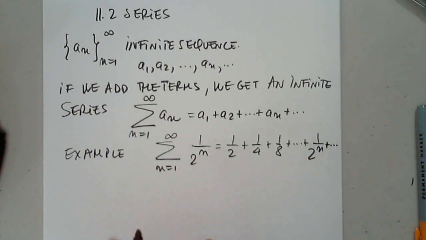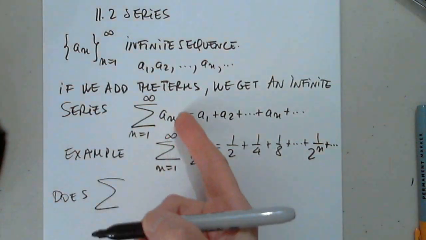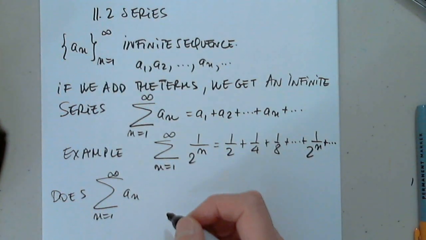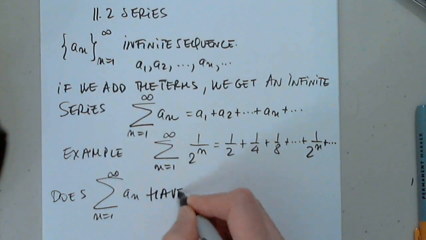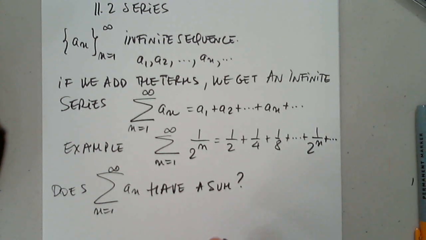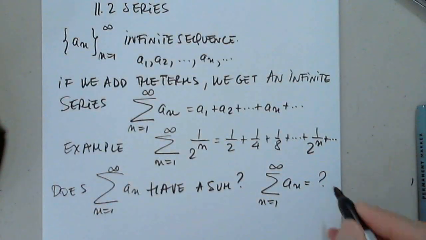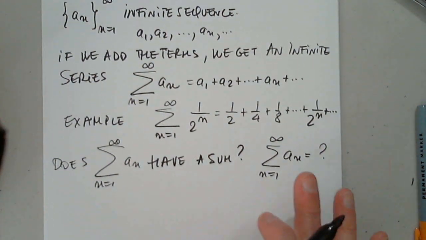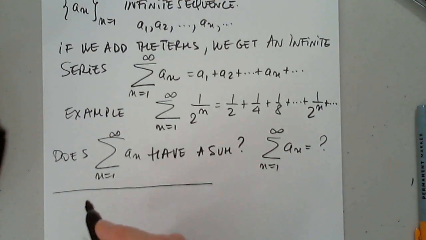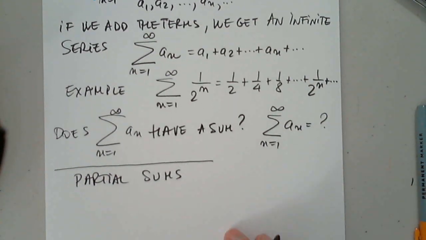Okay, so now the next question, what we're interested in here, is does the infinite series have a sum? And if it does, is that a number, right? What is it? First of all, before we even get there, let's look at what are called the partial sums. Okay, what does that mean?